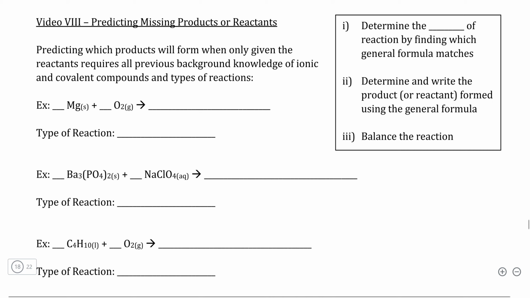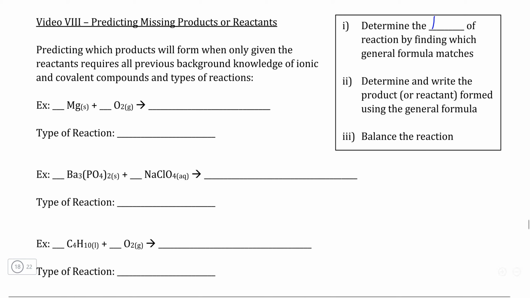For the final video in our series on chemical reactions, we're going to look at how to solve arguably the most challenging type of problem in the whole unit, that being how to complete a chemical reaction when you are only given either only the reactants or only the products.